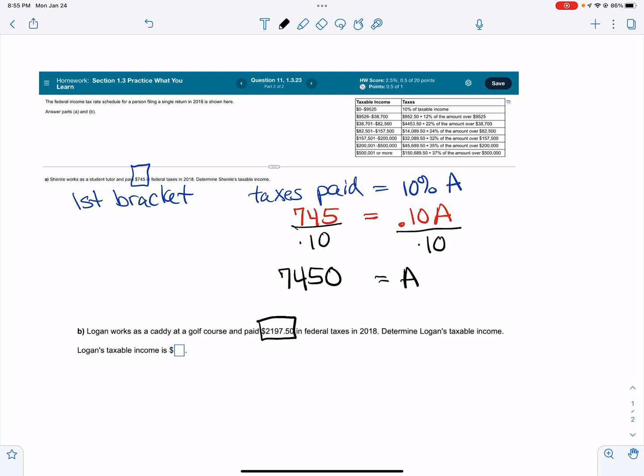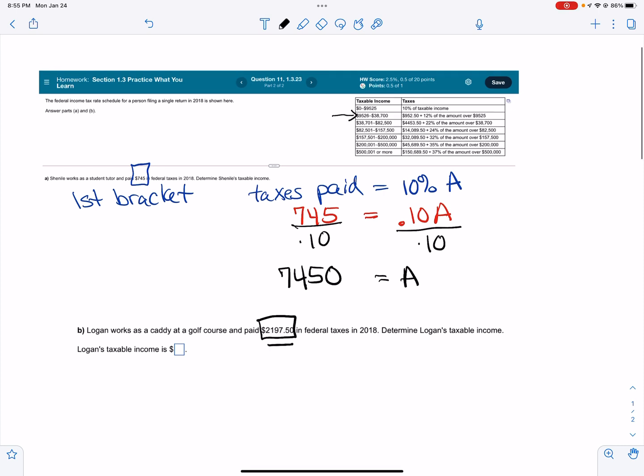If you go to the third bracket, they pay $4,453.50 plus 22% of anything over $38,700. So since this person only paid $2,197.50, they're going to fall in the second bracket.